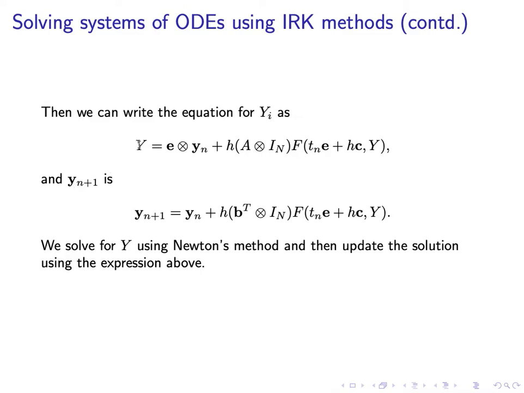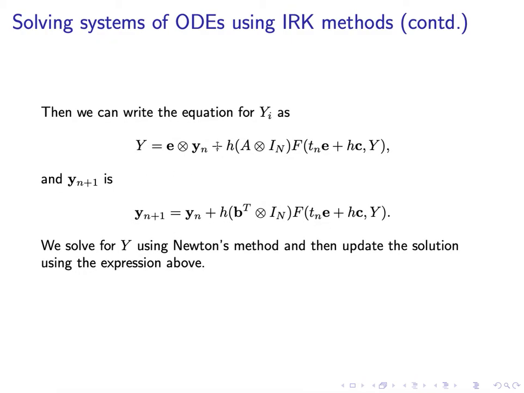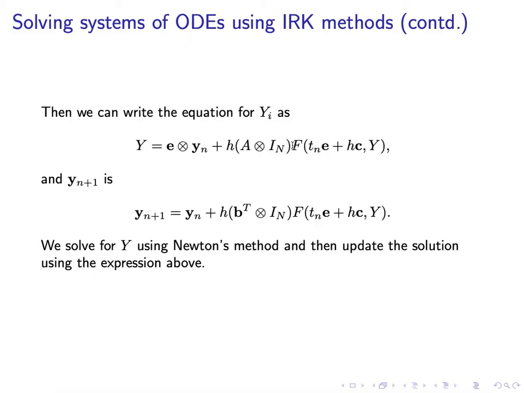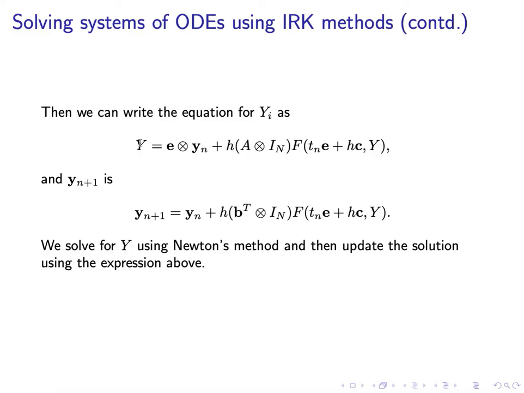So this is our vector of stage values, and remember each stage value has multiple, or S number of, elements. So we have the tensor product between E and Yn, which gives us this vector here, plus H times the tensor product between A and In, so that's that there, multiplied by big F. So you can see, big F was this vector here. So that's our stage values for an implicit Runge-Kutta written using tensor products.